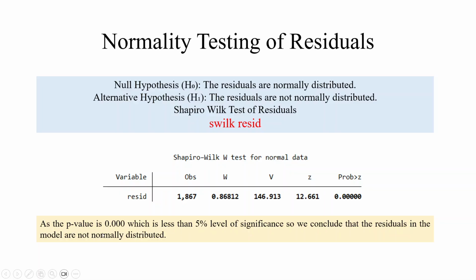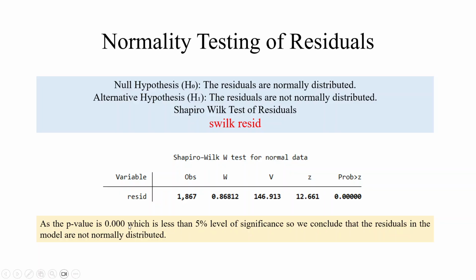In case of residual testing, please remember, either it is a normality testing, or an autocorrelation testing, or a heteroscedasticity testing, the p-value should be more than 0.05. It's opposite of the model fit. In model fit, for t-test and ANOVA, the p-value should be less than 0.05. In case of residual testing, the p-value should be more than 0.05.